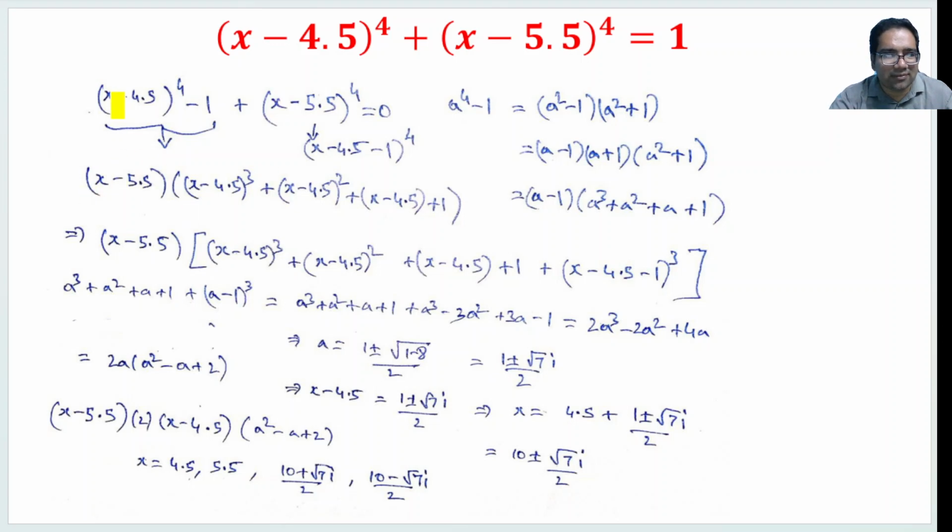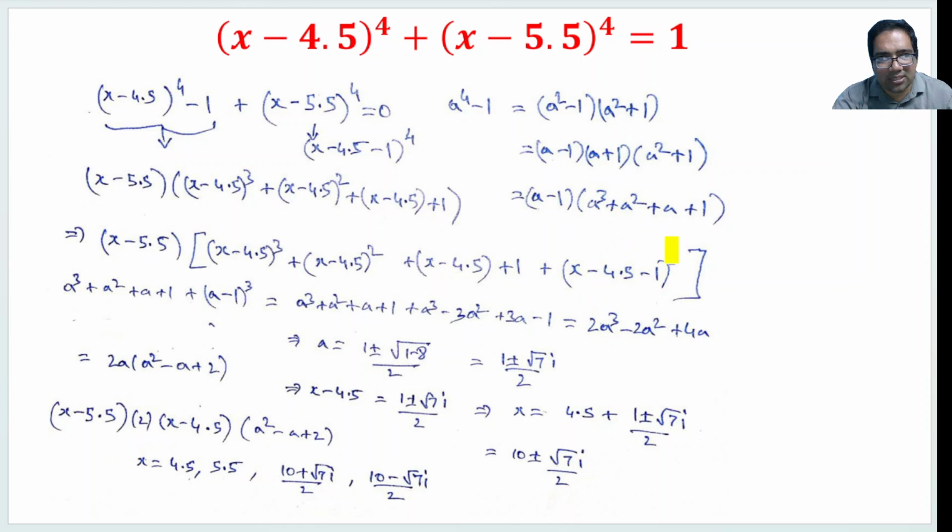So this plus this becomes (x - 5.5) times [(x - 4.5)^3 + (x - 4.5)^2 + (x - 4.5) + 1 + (x - 4.5 - 1)^3], cube, not 4, because one of that is x minus 5.5. We have written x minus 5.5 as x minus 4.5 minus 1 whole power 4. Here we are taking x minus 5.5 outside, so we will be left with (x - 5.5)^3, which is (x - 4.5 - 1)^3.